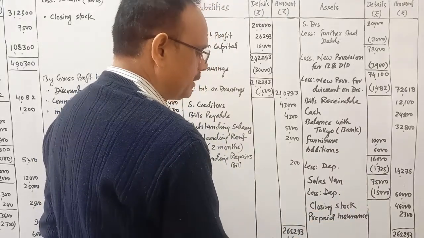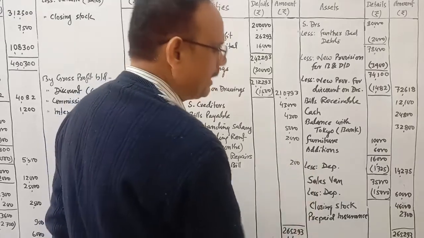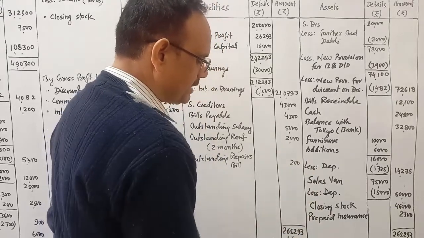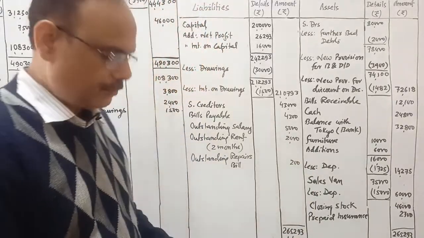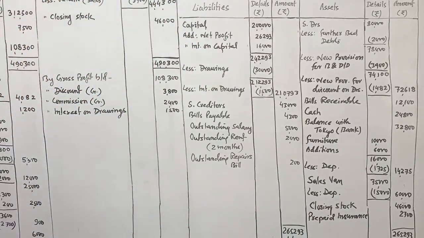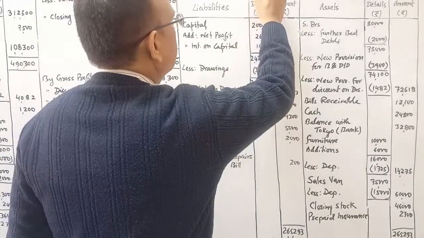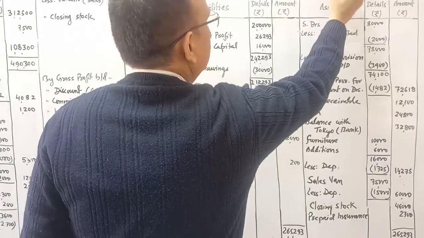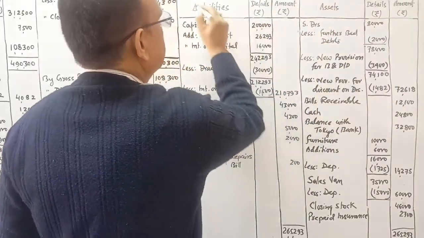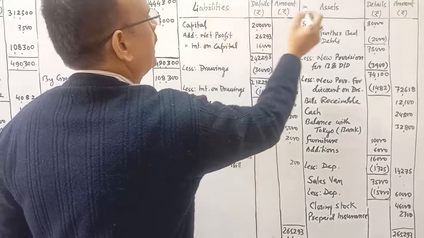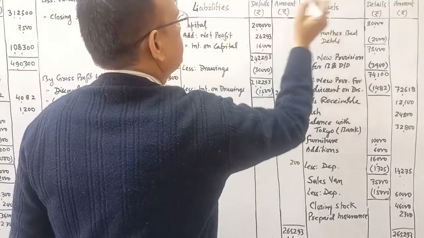Now you do the total of both sides, total must be matched. So both side total is 2,65,293. Okay. So balance sheet is prepared on which date? As at 31st March 2016. This side is your liability side and this side is your asset side.